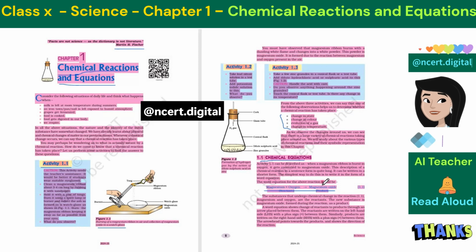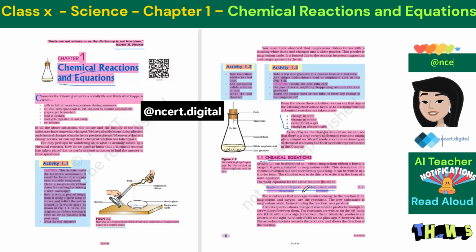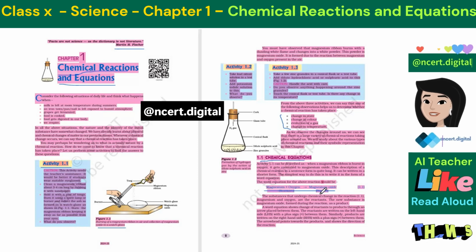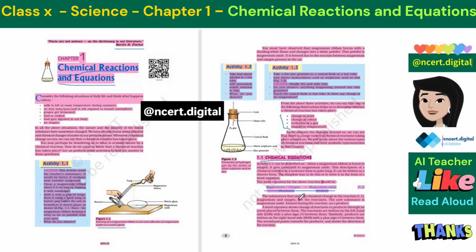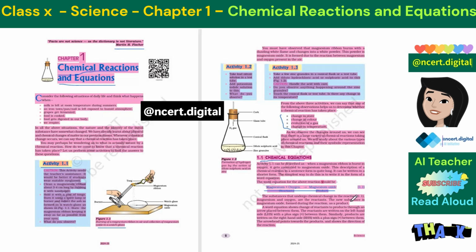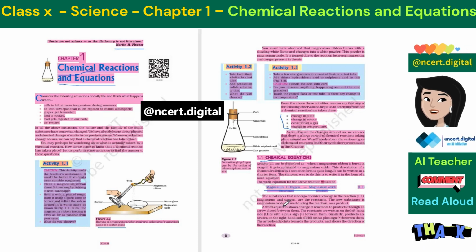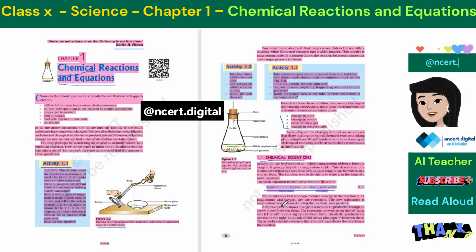The word equation for the above reaction would be: magnesium + oxygen → magnesium oxide, where magnesium and oxygen are the reactants and magnesium oxide is the product. The substances that undergo chemical change in the reaction, magnesium and oxygen, are the reactants. The new substance, magnesium oxide, formed during the reaction, is the product.